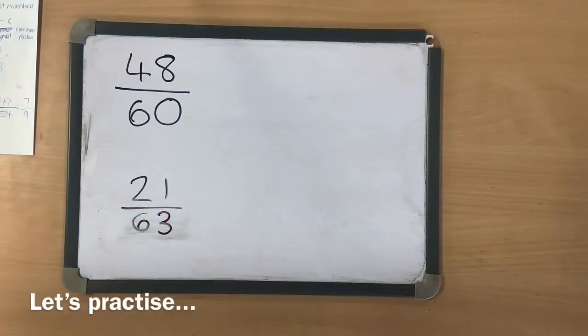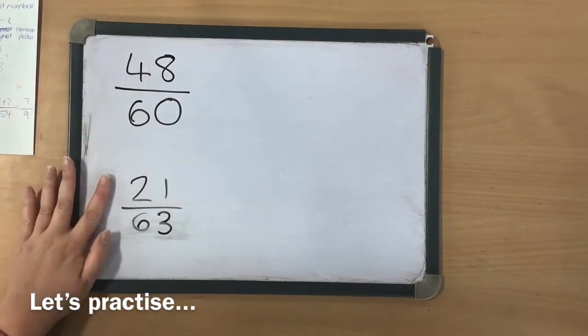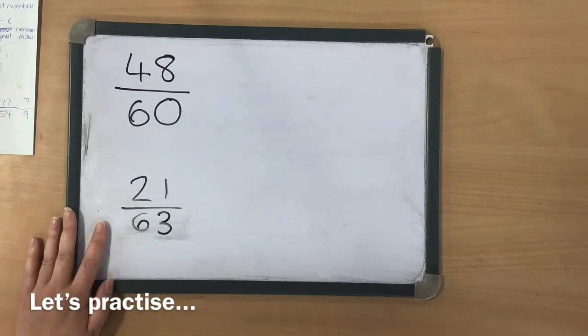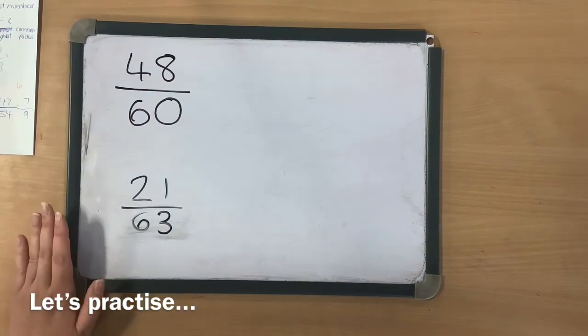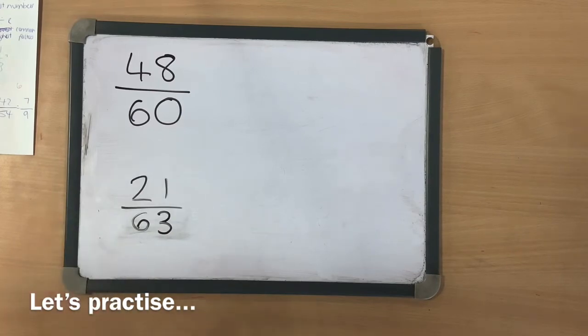Right, now let's practice. I've given you 2 fractions, 48 over 60 and 21 over 63. I'd like you to pause the video and have a go at simplifying these fractions, and then I'll go through them. Excellent, right, let's have a look.